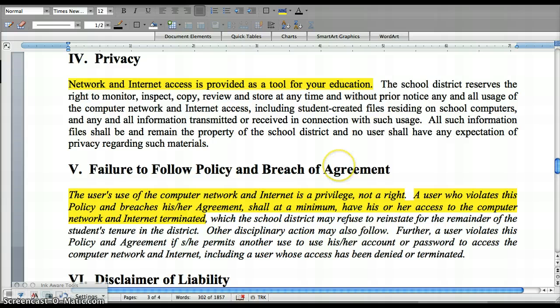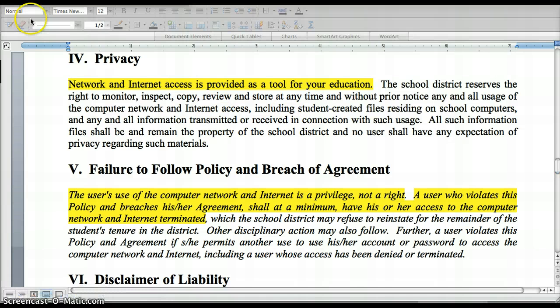So again, to sum things up here, the user's use of the computer network and internet is a privilege, not a right. I oftentimes hear students complain that these computers suck, they're horrible, the speeds are slow, and in essence they relatively are, but in a district that is struggling, it is still a privilege for these kids to be able to use these computers on a regular basis and to have them.